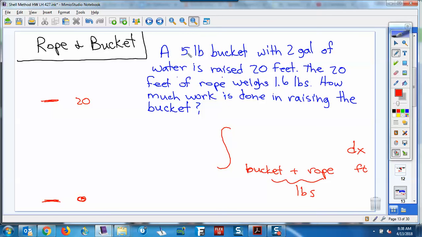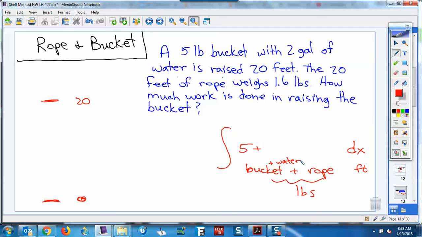Well, the bucket's easy. A 5-pound bucket with 2 gallons of water is raised 20 feet. So how much is the bucket? Well, it's 5 pounds. So that's easy. That goes in there. I probably should put plus water here. Sometimes a problem gives you the bucket and water together. Sometimes they're separate, but here they gave it to you separate. So we have a 5-pound bucket, 2 gallons of water.